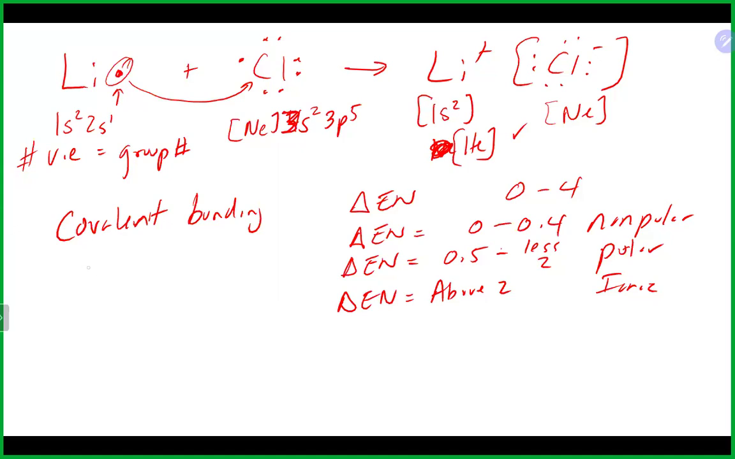So again, if you had something like HF, H at about 2.1 and F at about 4 in terms of electronegativity values, that's going to get you 4 minus 2.1, which is 1.9. That's definitely a polar bond.